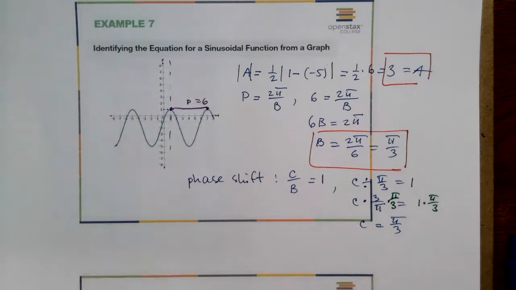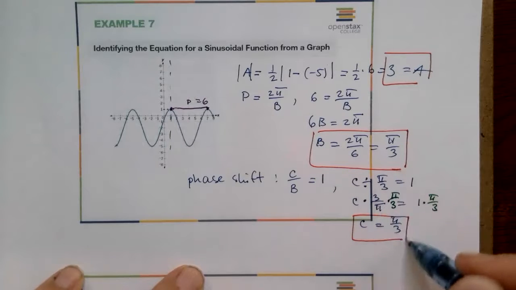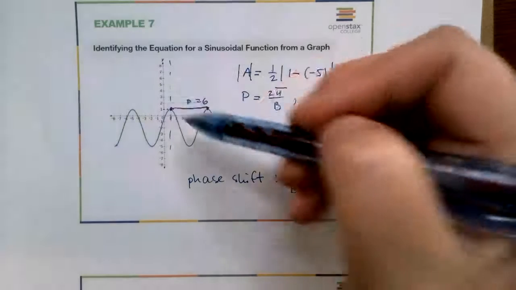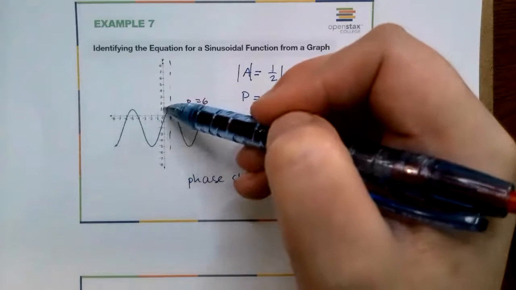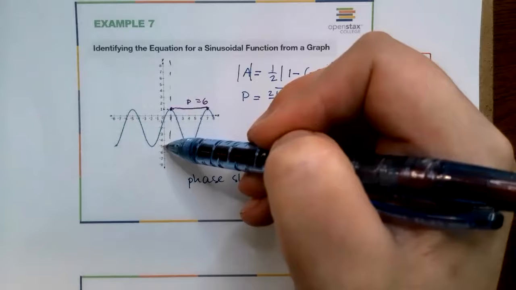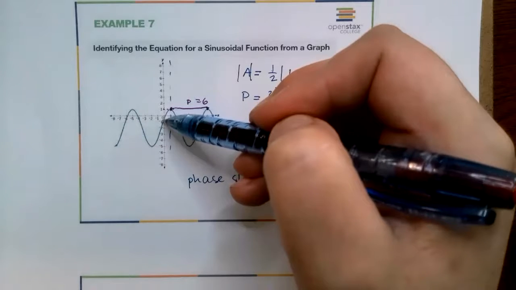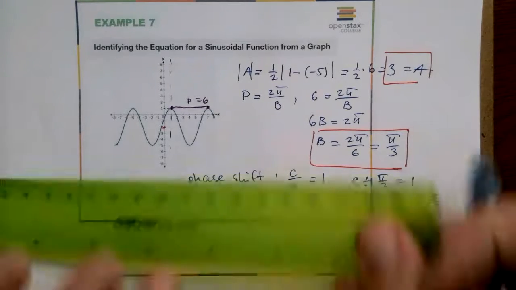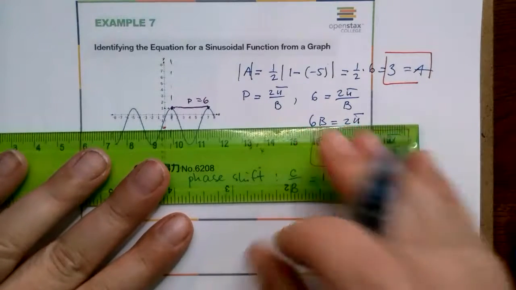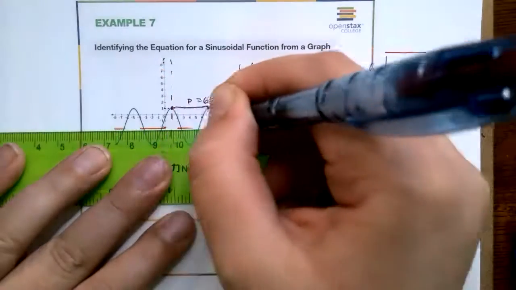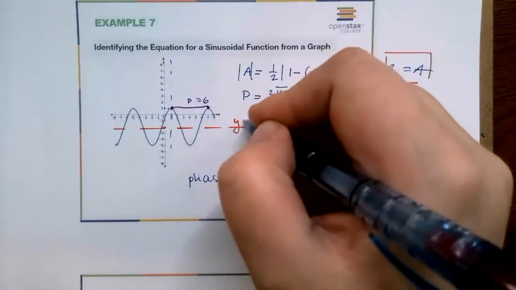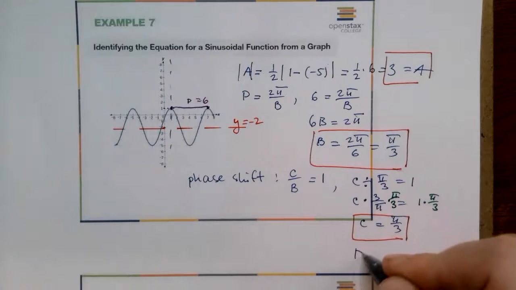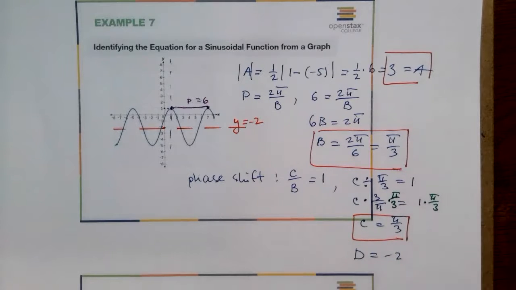Okay, so that's the one before last. I also need to identify D, and D is the midway between my minimum and maximum point. The amplitude is 3, so it goes through y equals -2. Here it is. So I know that D equals -2.